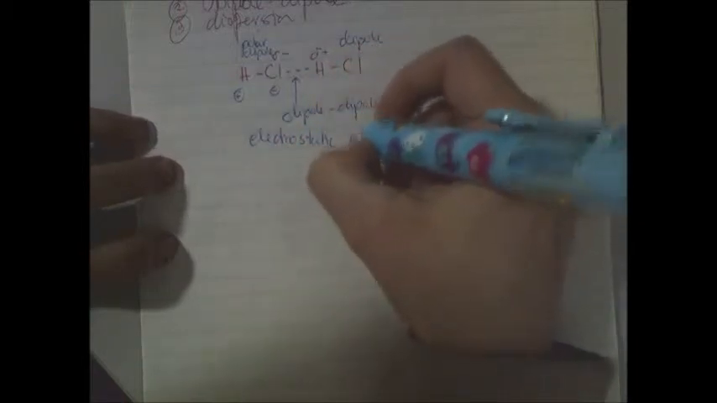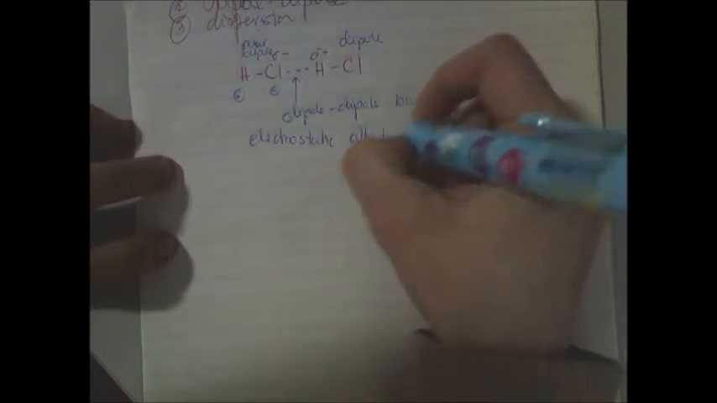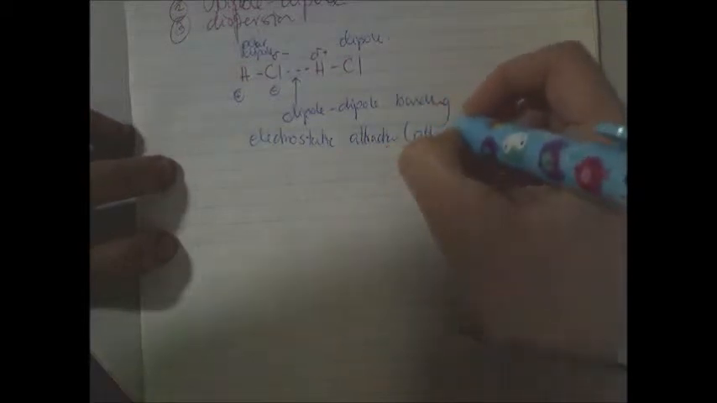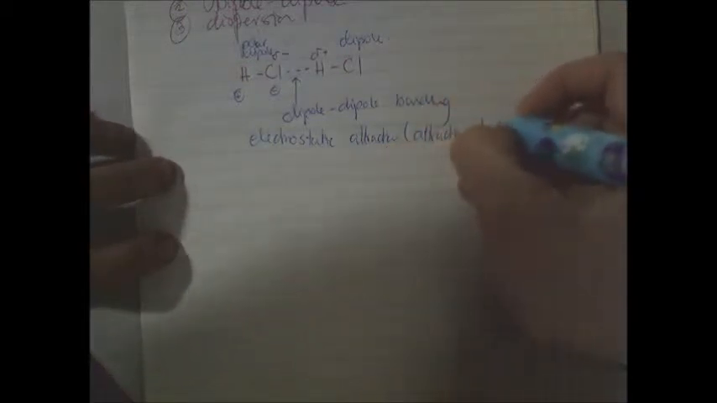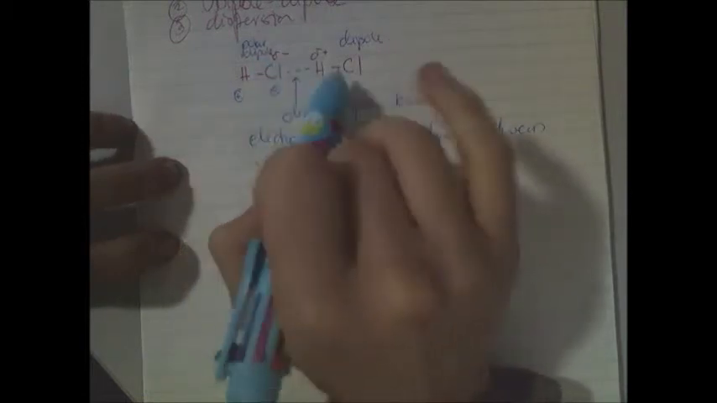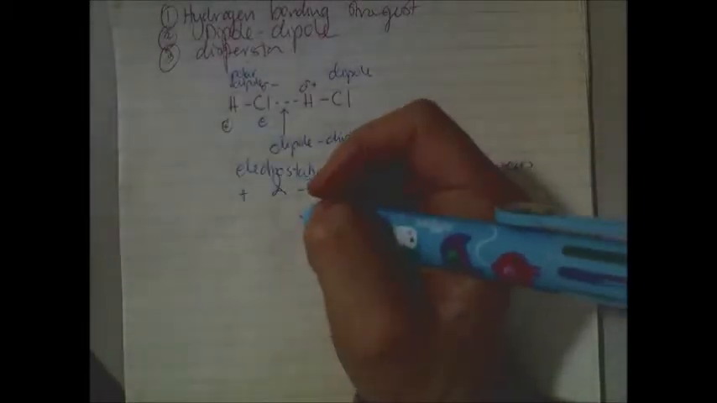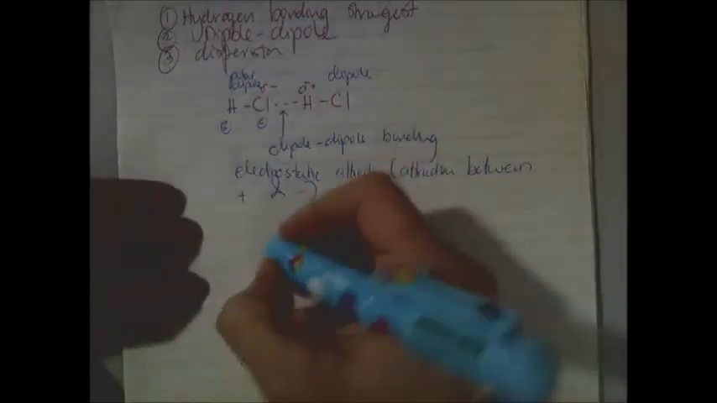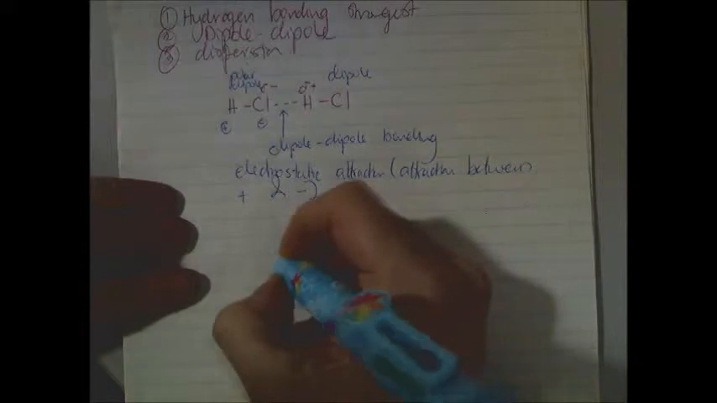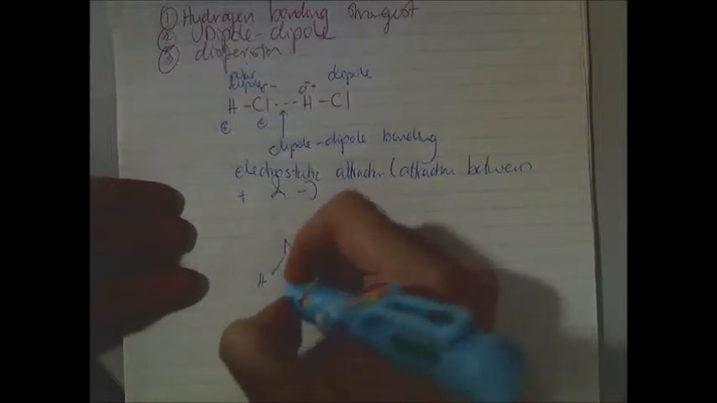So this is an electrostatic attraction, and this is an attraction between positive and negative. Okay, and it is between the delta negative chlorine and the delta positive hydrogen. So it's a bond. But if we want to compare it, let's compare it to ammonia.